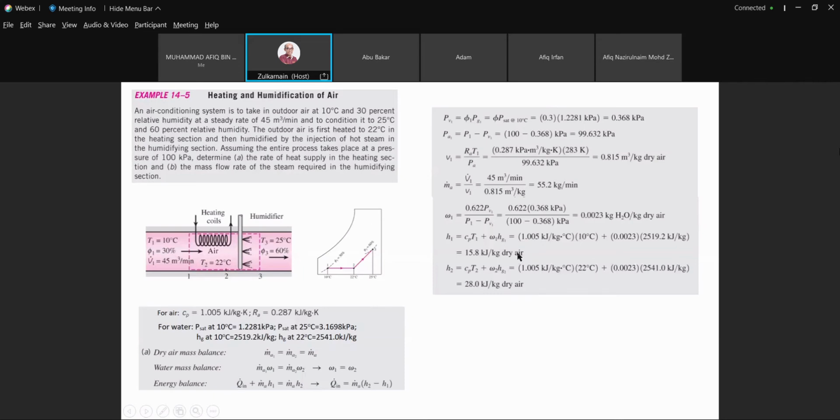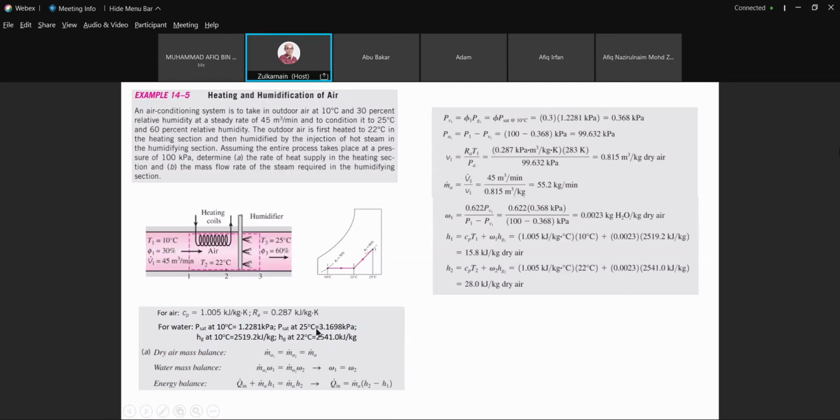Please remember, in this equation the temperature we use is in degrees Celsius. Don't convert to Kelvin. Use 10 degrees C directly. And what is omega 1? Omega 1 we have as 0.0023, multiplied by Hg1. What is Hg1?